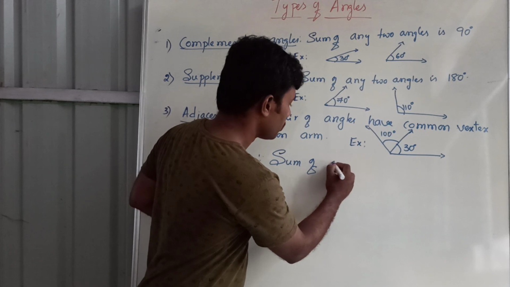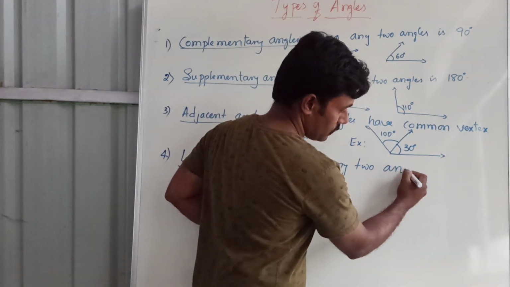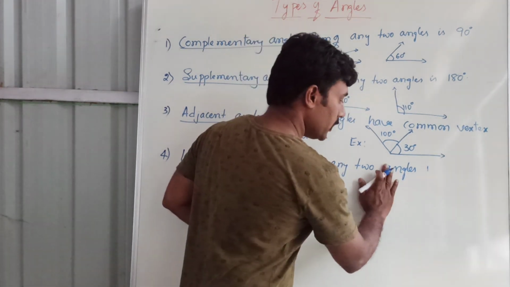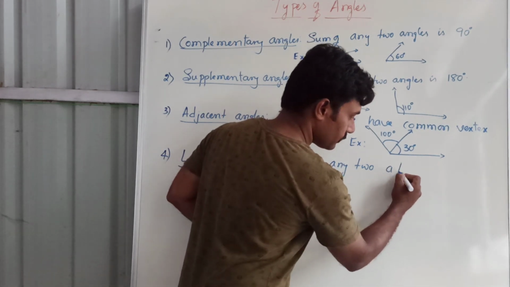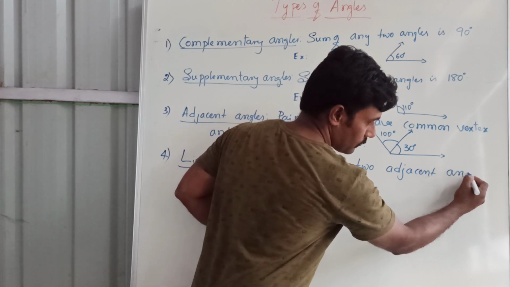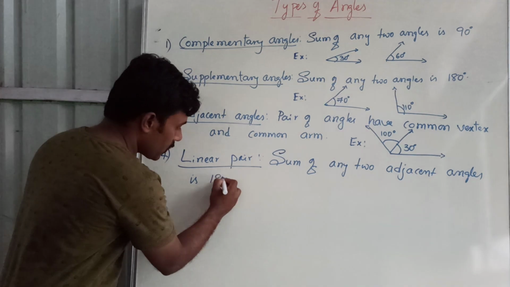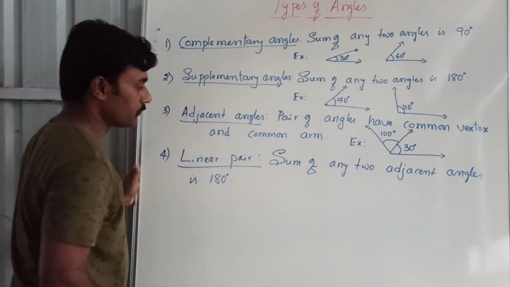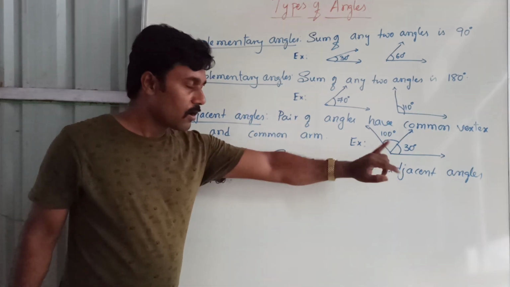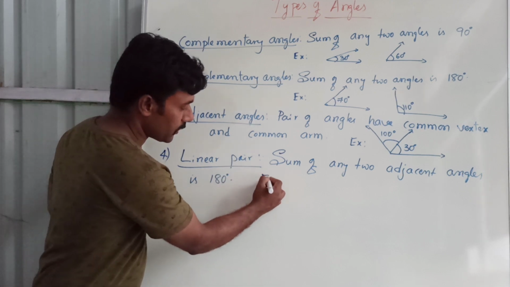Sum of any two adjacent angles is 180 degree, then the angles are linear pair. The angles must be adjacent, then only we can say they are linear pair.